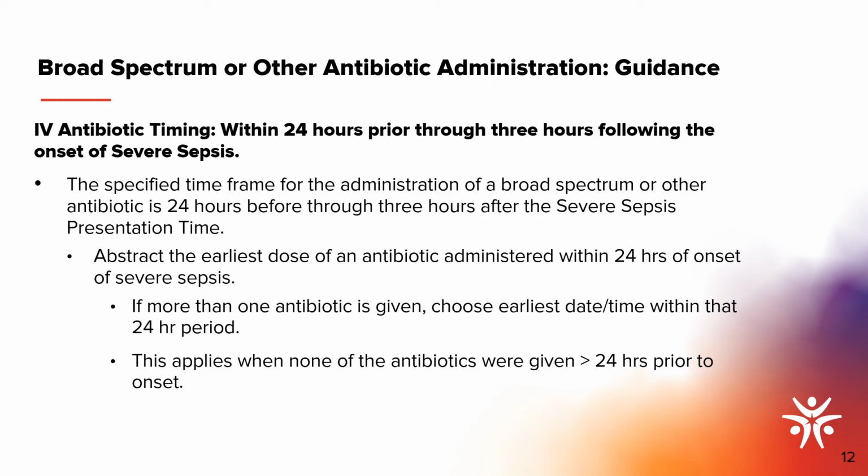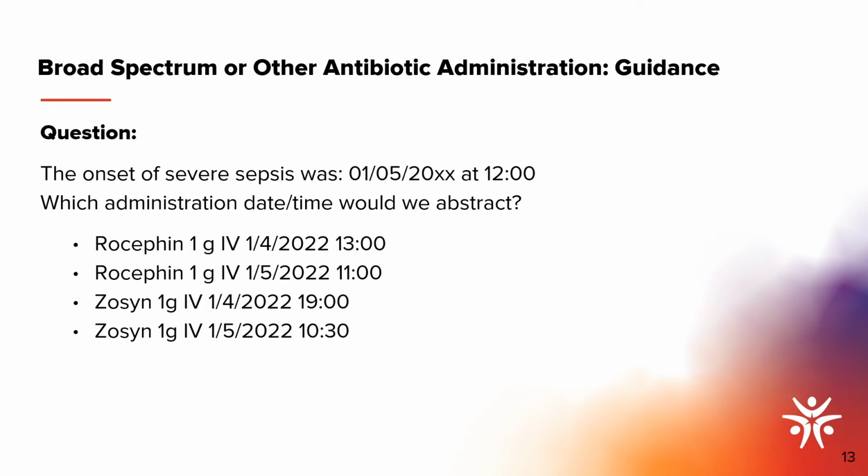This additional guidance is focused on an initial antibiotic that is given within the acceptable time frame of 24 hours prior to through 3 hours following the onset of severe sepsis, but not greater than 24 hours prior to that onset. If more than one antibiotic is given, choose the earliest date and time within that 24-hour period. Again, keep in mind, this applies when none of the antibiotics were given greater than 24 hours prior to onset of severe sepsis. Let's take a look at this question.